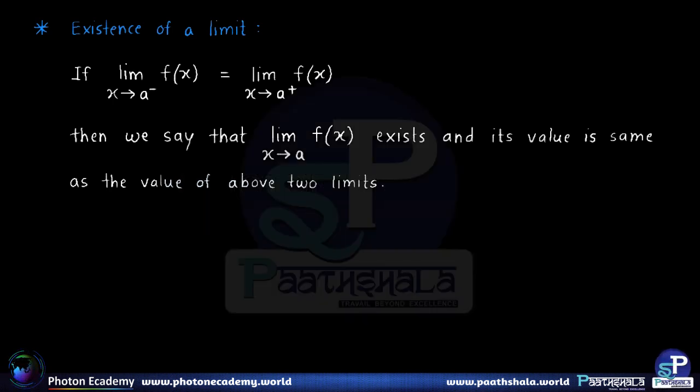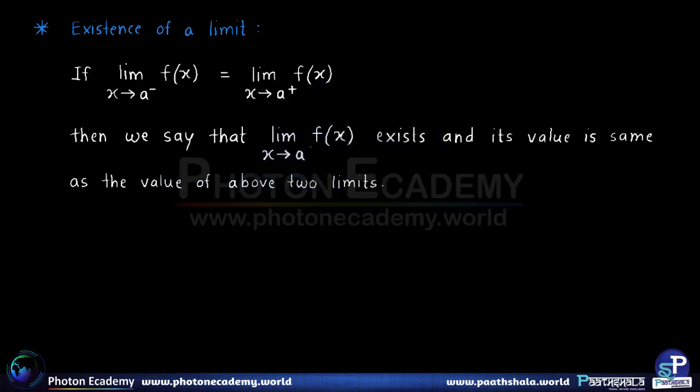Remember that it is not mandatory that the left hand limit is always equal to the right hand limit. If both are equal, only then it means that the limit of the function in general exists. So in this case here, if you observe, there is no need to write plus or minus since both the limits are basically the same, right?